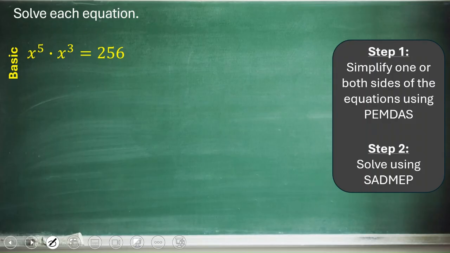And then step 2 is going to be solving the equations, which means we're moving things across the equal sign, which means we use the order of operations backwards. Sometimes we call that SADMEP.